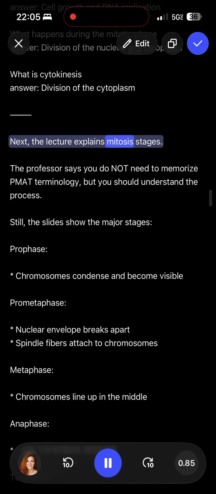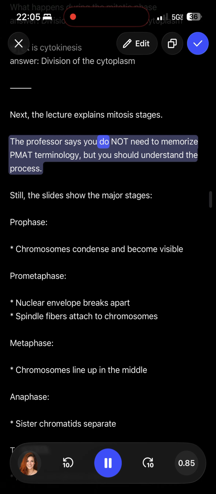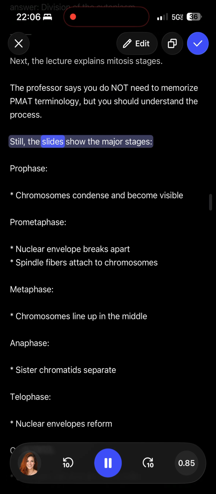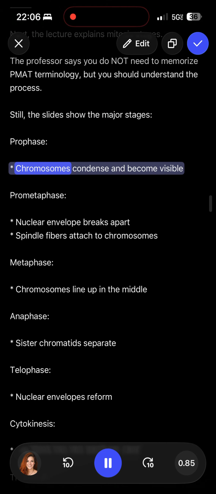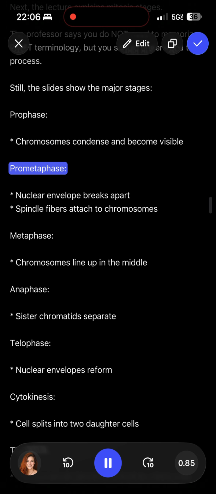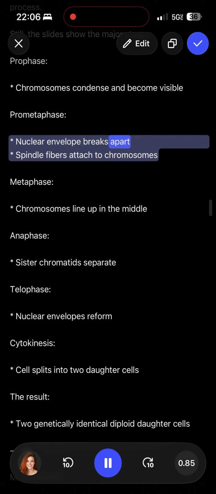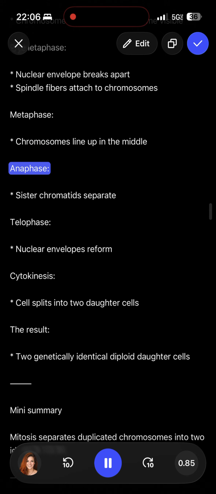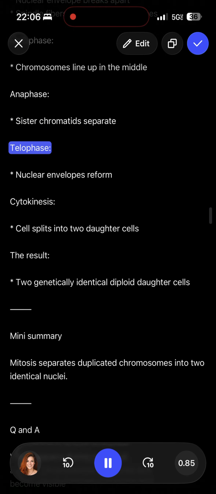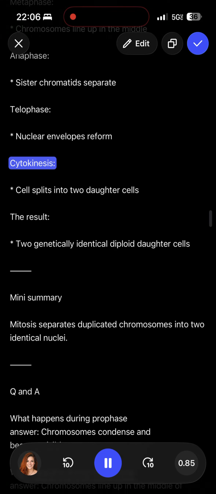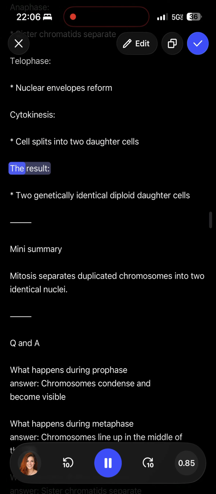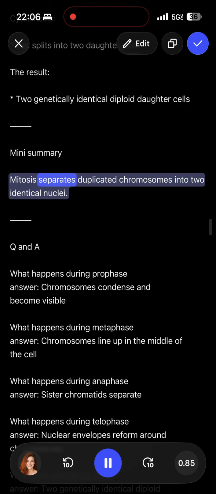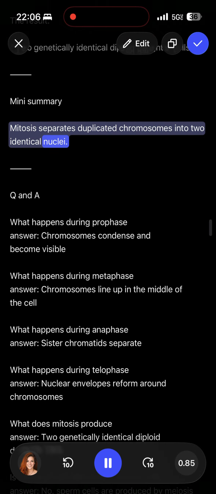Next, the lecture explains mitosis stages. The professor says you do not need to memorize PMAT terminology, but you should understand the process. Still, the slides show the major stages. Prophase. Chromosomes condense and become visible. Prometaphase. Nuclear envelope breaks apart, spindle fibers attached to chromosomes. Metaphase. Chromosomes line up in the middle. Anaphase. Sister chromatids separate. Telophase. Nuclear envelopes reform. Cytokinesis. Cell splits into two daughter cells. The result: two genetically identical diploid daughter cells. Mini summary. Mitosis separates duplicated chromosomes into two identical nuclei.